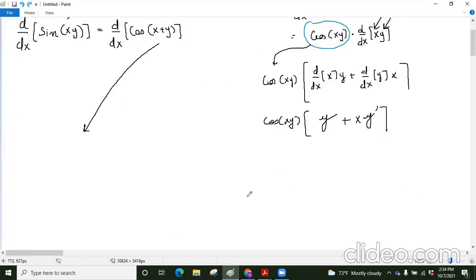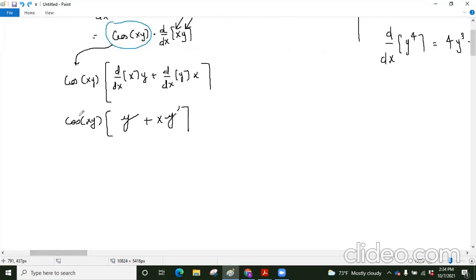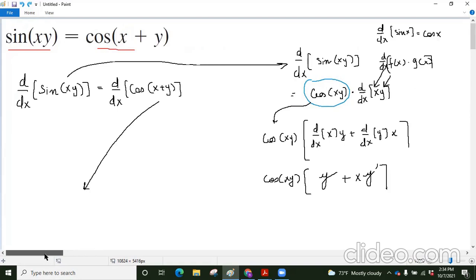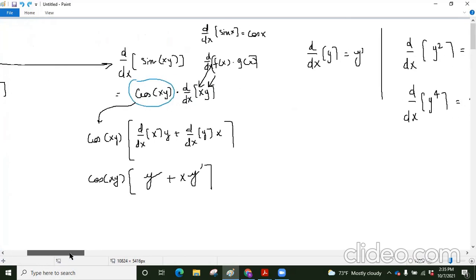So this is the full derivative, and we could actually take this a step further by distributing. Do we have to distribute? Yeah, I suppose we could distribute this. We could say that this is y cosine of xy, and then plus, this goes here, and then we distribute here as well. We're going to say x y prime cosine of xy.